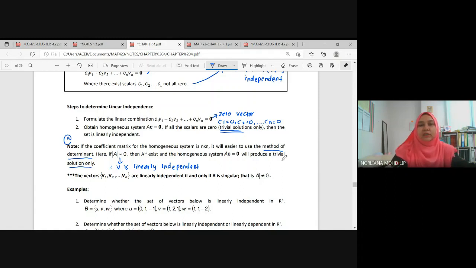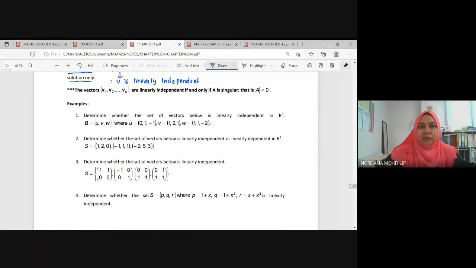Same as before, if you use this second method and we get a square matrix, a square matrix of coefficients, then we can use the determinant. So if the determinant is not equal to 0, we can conclude that V is linearly independent, or V is a spanning set.